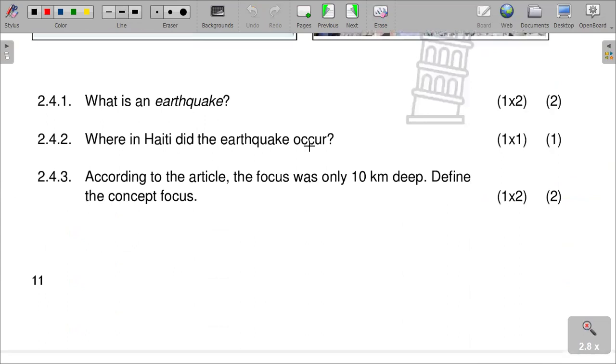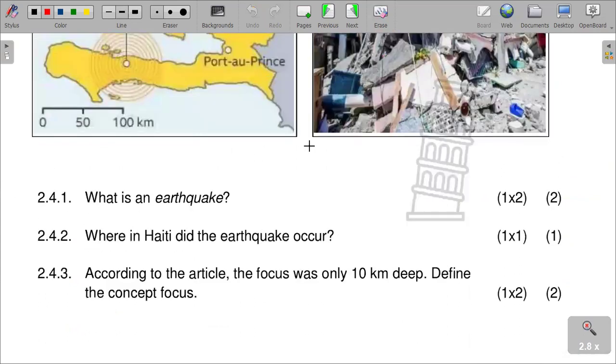I'm going to just quickly answer the questions for the interest of time. What is an earthquake?